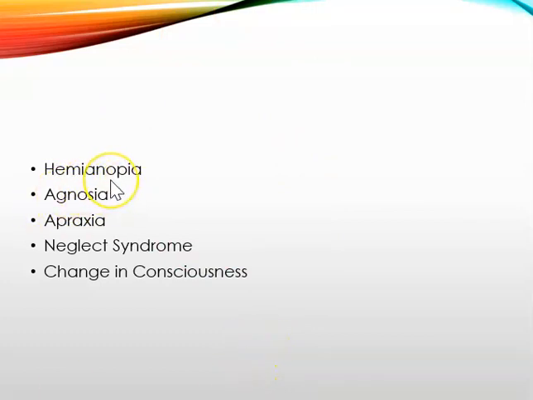Agnosia, this is when they're going to be unable to identify familiar objects. When we're testing for this, a lot of times we'll show them everyday objects like a clock, or we'll even ask them to draw something, and they're not able to do so. Apraxia, that's an inability to perform purposeful movements such as getting dressed, brushing your teeth, or even feeding themselves. Neglect syndrome.